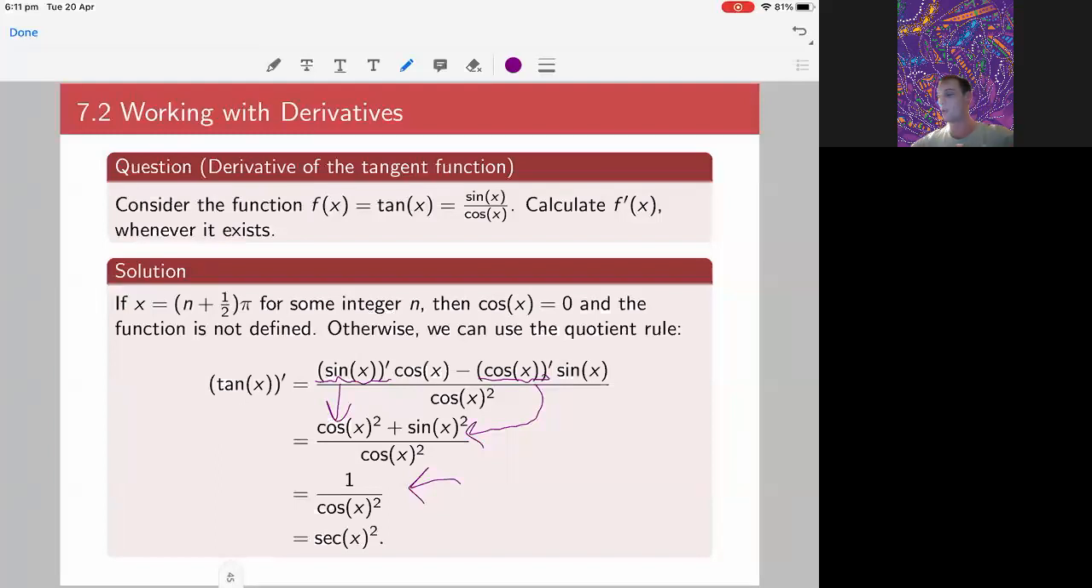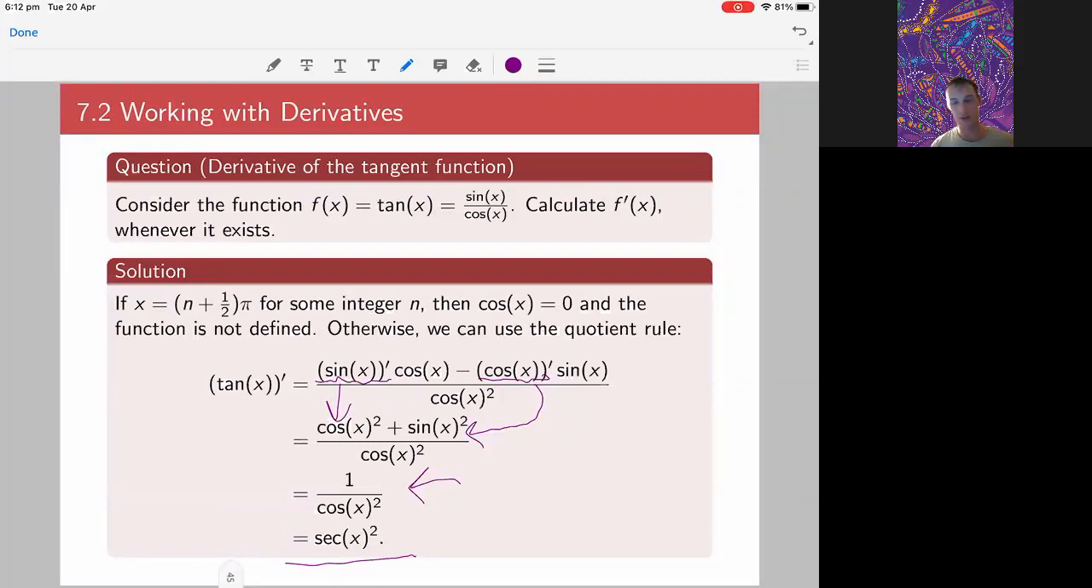But we also may notice that, by definition, 1 divided by cosine is defined to be the sec function. And so that means that the derivative of tan can also be thought of as the sec squared function. So that was an application of the quotient rule. Remember, we have to keep in mind that we have to stay away from dividing by 0 problems.